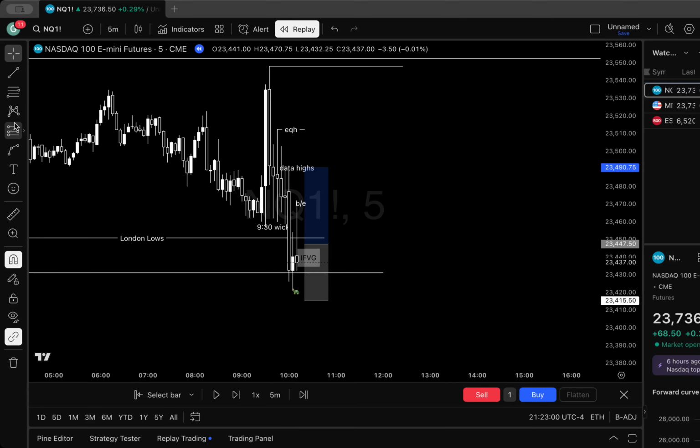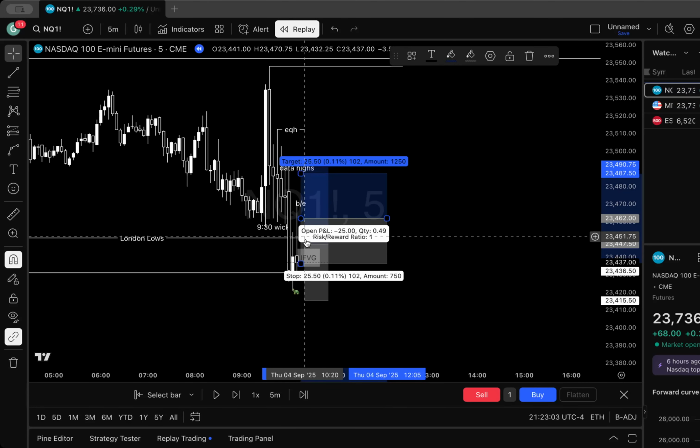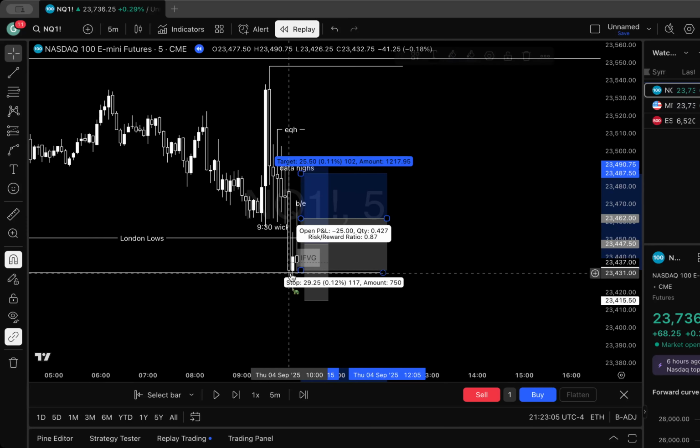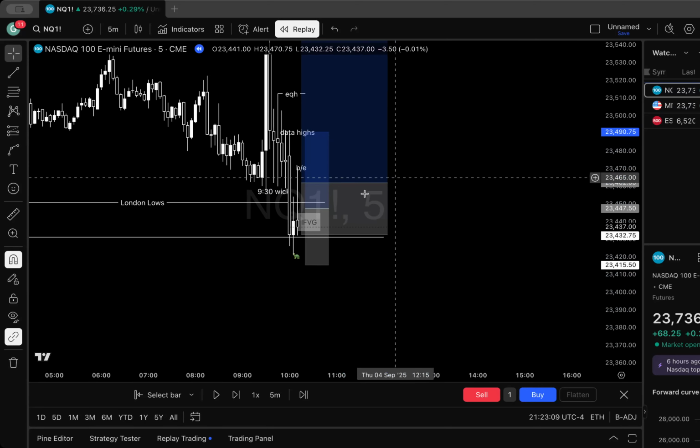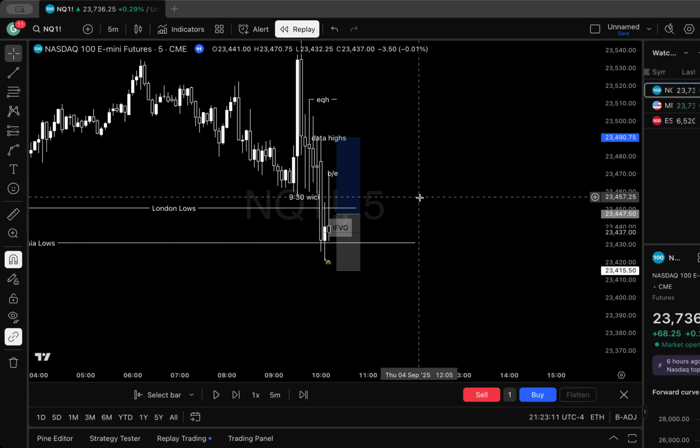It would look something like this here, where inversion, say it happens around there, stop loss around there, and then target all of this up here. But we never got that, so I could not enter.